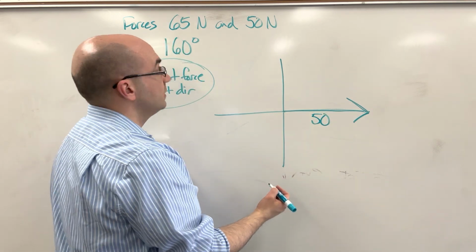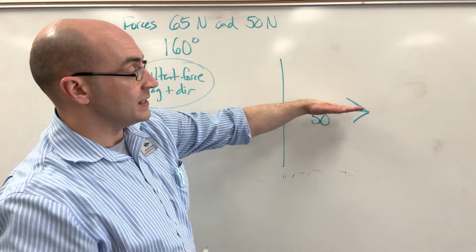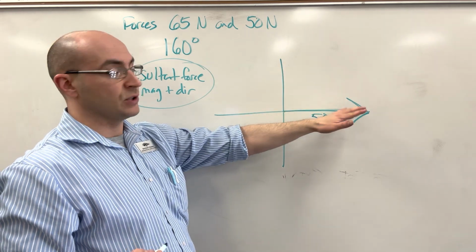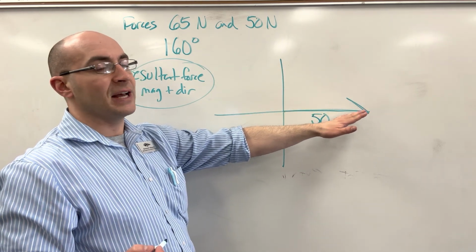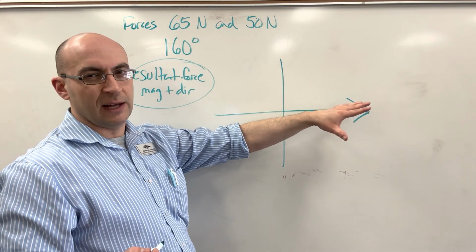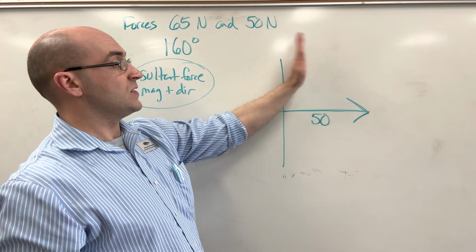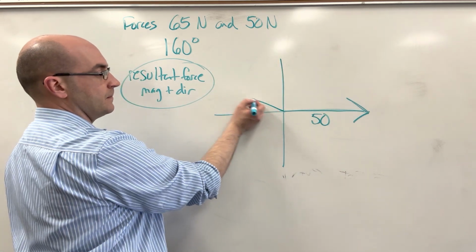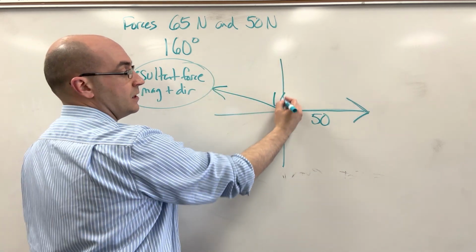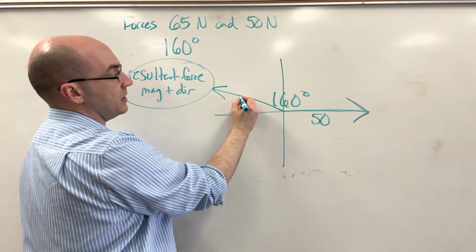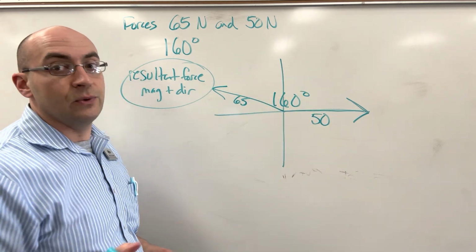So that's 50. Now I need to open 160 degrees from this line, because we're starting here. Again, we're starting here because we don't want to make a huge deal of the trig to real life ratio. If we start here, we don't need that. So I'm going to open up 160. So it's going to be right here. So this is a 160 degree angle, right? Because if it's 180, it goes to here. And that's going to be our 65 Newton force.